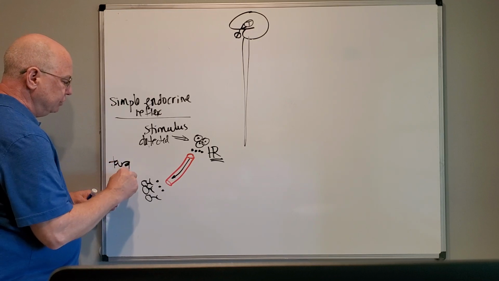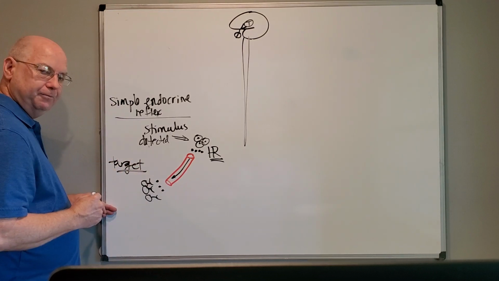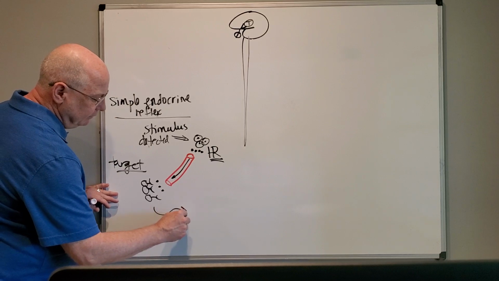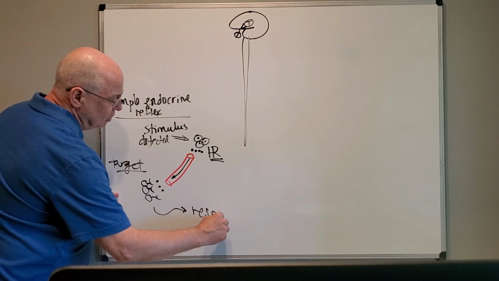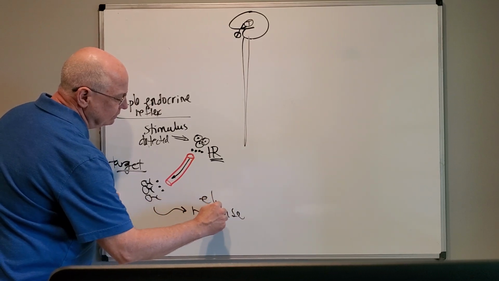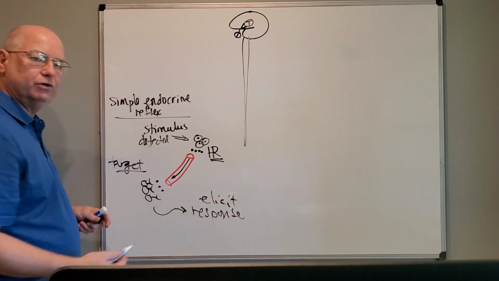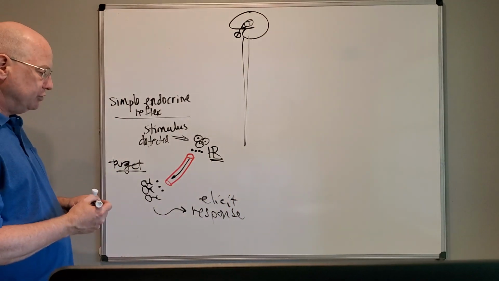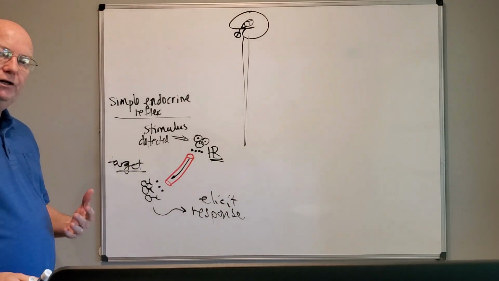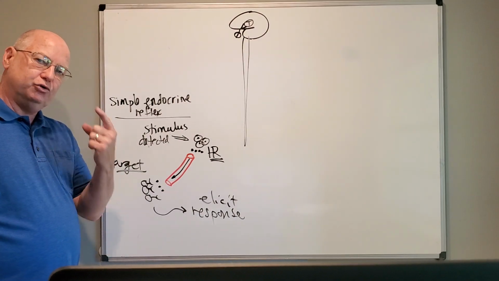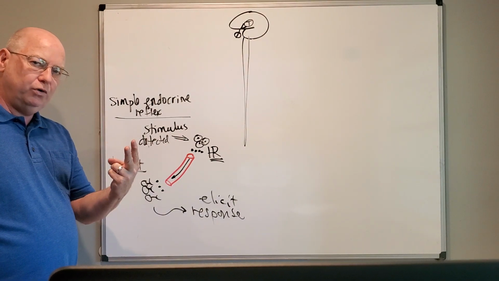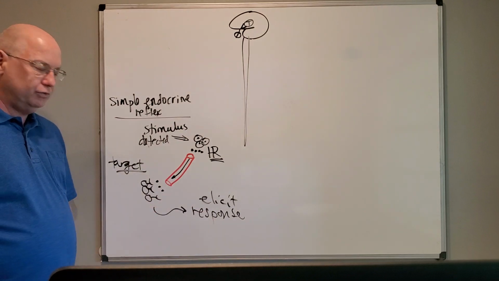So we would call this the target organ or the target cell. And those cells are going to give us some kind of response. Or we will say they elicit a response. They give some kind of response, some change. So we call this a simple endocrine reflex because it's real simple. There's one endocrine organ, there's one hormone, there's a target, and there's a response.